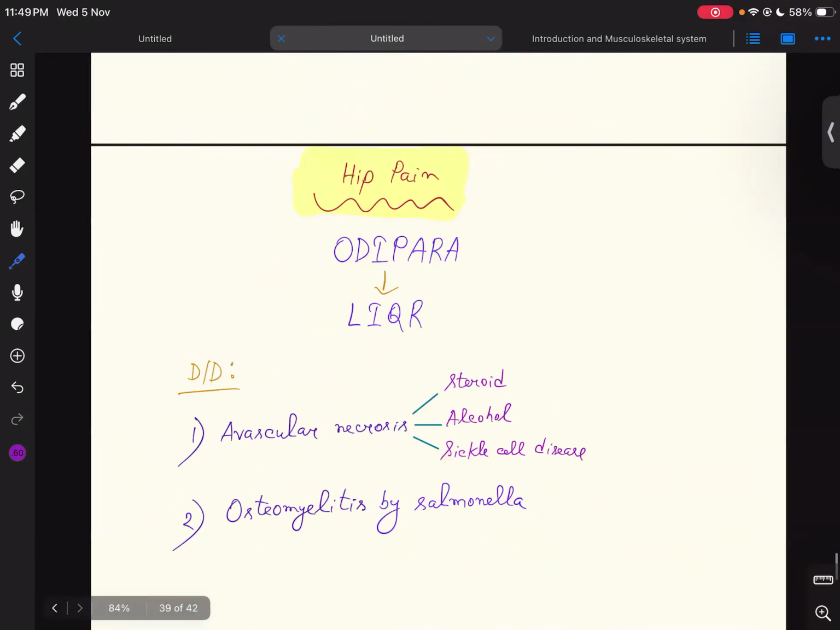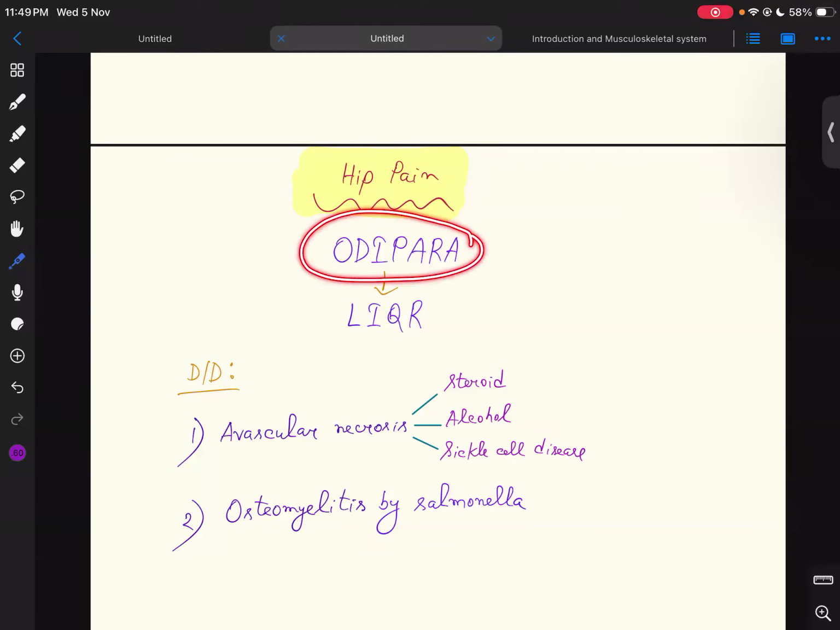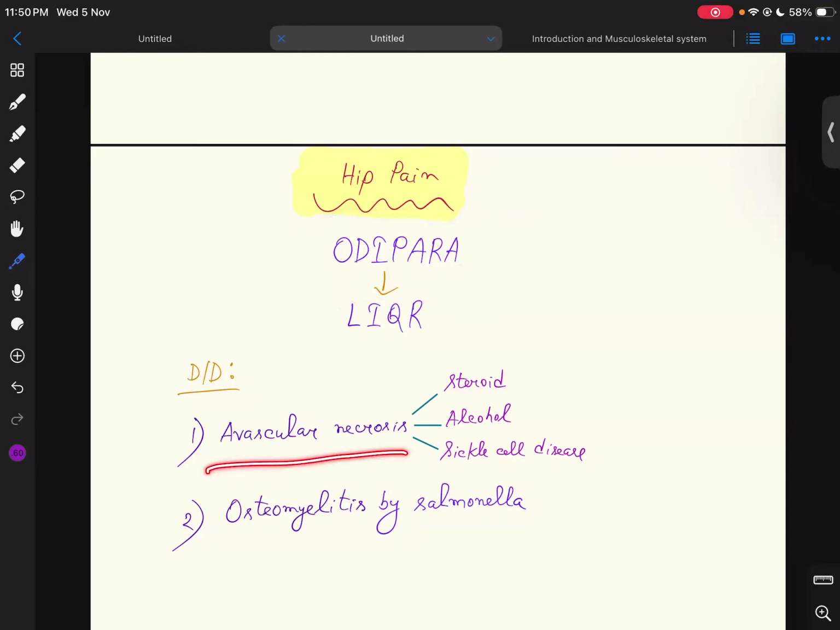Then the next double star case is hip pain. Here, hip pain is also a double star case. So how to approach? There is nothing like inflammatory hip pain and non-inflammatory hip pain. In 100% of the cases, it will be avascular necrosis. So how to approach this case? After analyzing the symptom using Odipara and Licor, we have to directly ask about the past medical history. If in the past medical history, the patient tells you that he is a case of renal transplant and he is taking steroid, then the diagnosis is avascular necrosis.